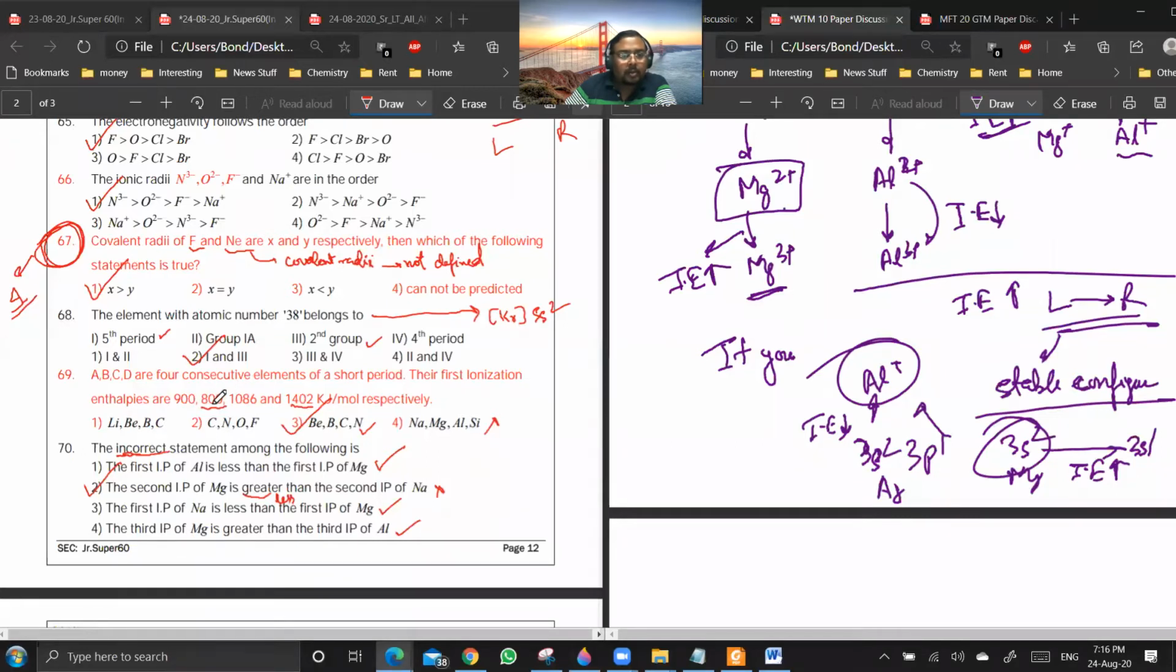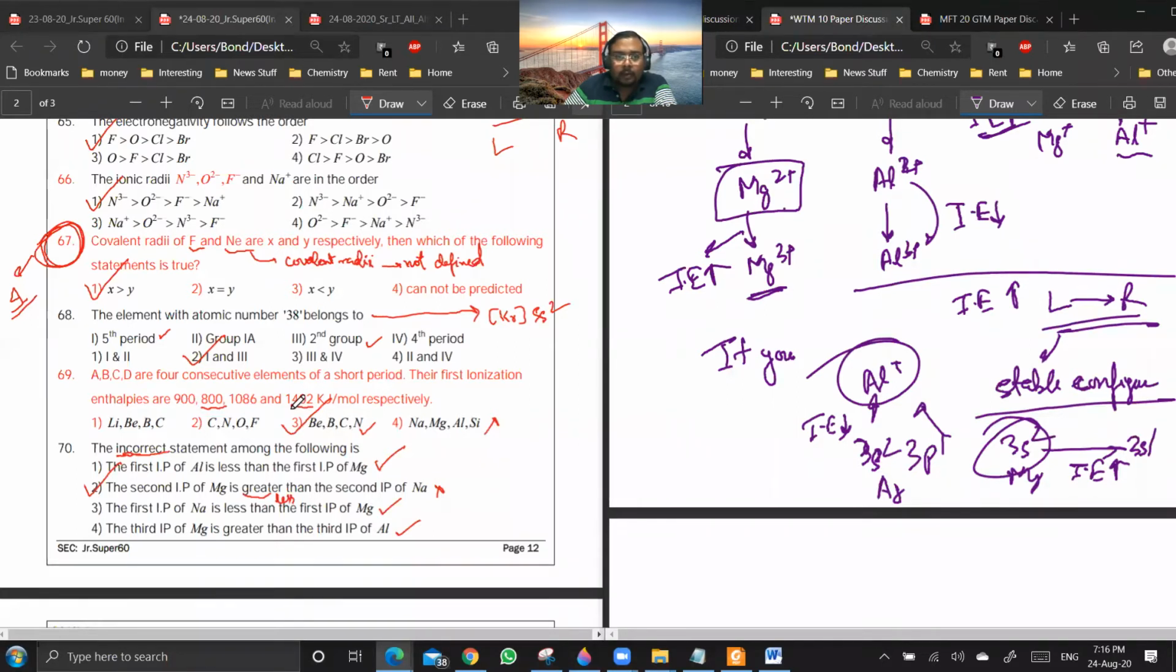So first two elements are satisfied, and then carbon is having more than boron, that is also correct, and nitrogen is having more than carbon, that is also correct. So third is correct. Fourth one, sodium, magnesium. Okay, same logic.